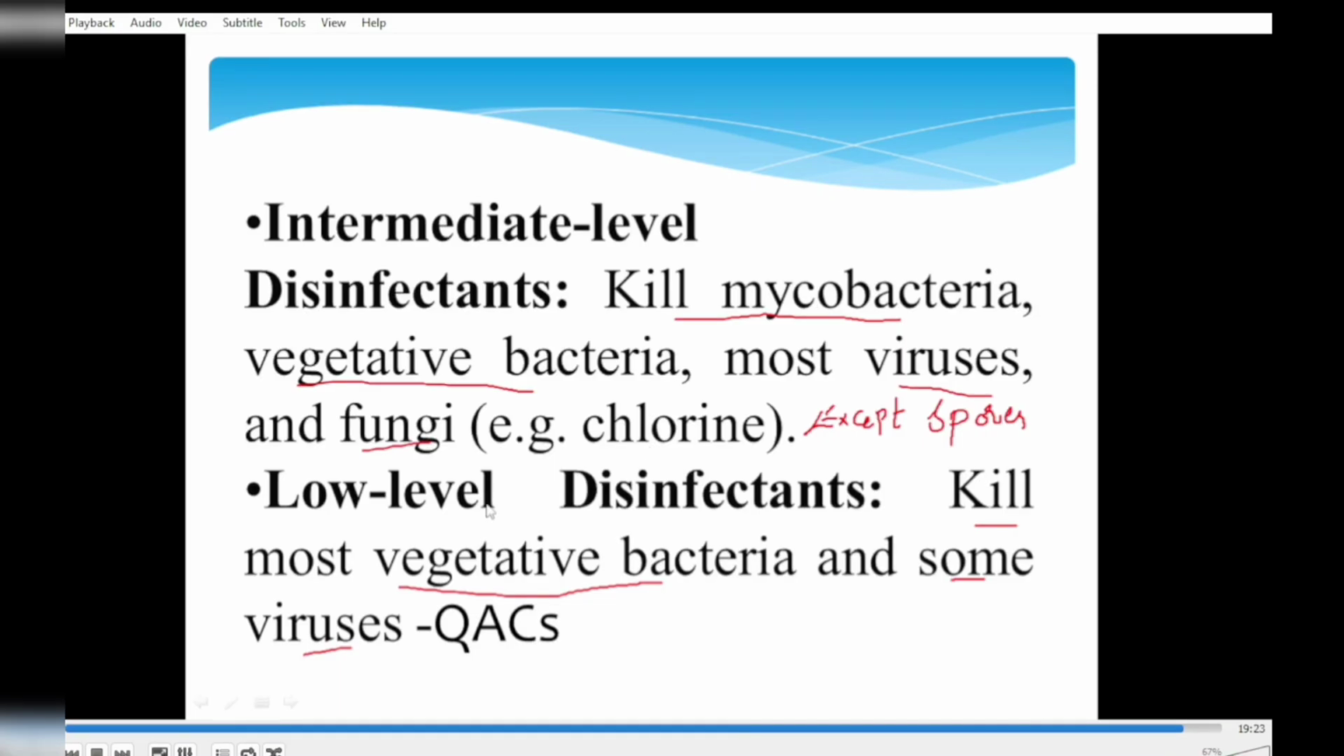Next you can see low level disinfectants. These low level disinfectants can kill mostly vegetative bacteria and some viruses. What are the examples? Quaternary ammonium compounds. Quaternary ammonium compounds, or surface active agents, can kill mostly vegetative bacteria. So that's all.